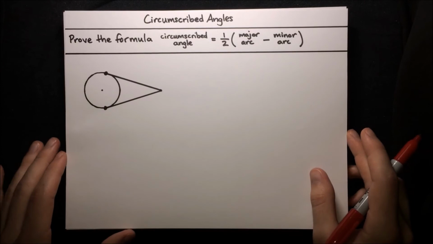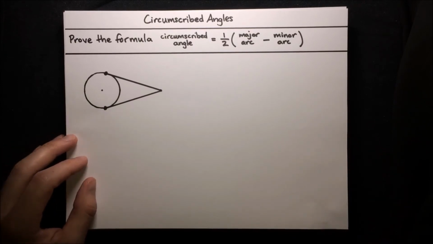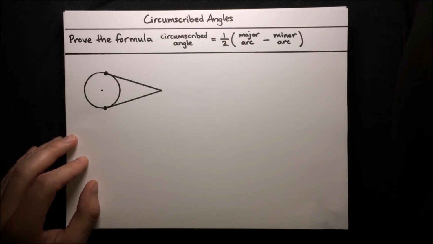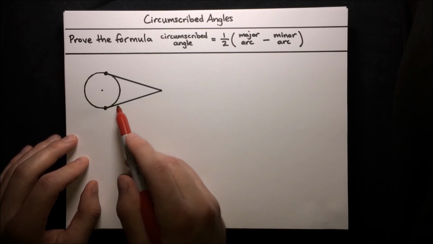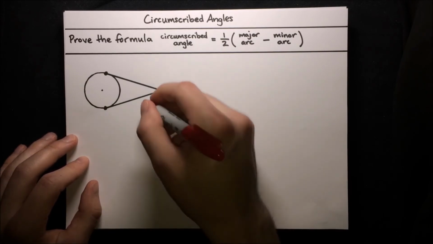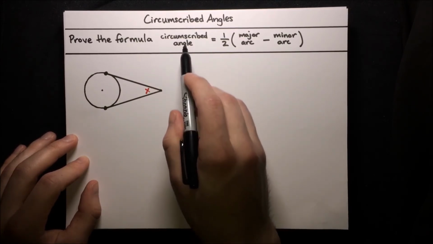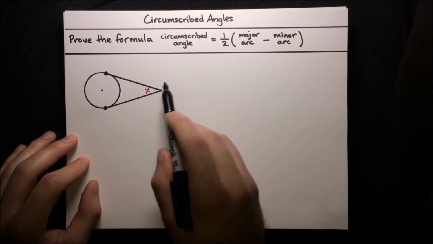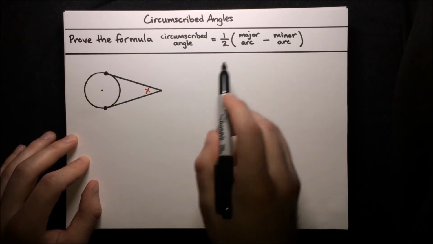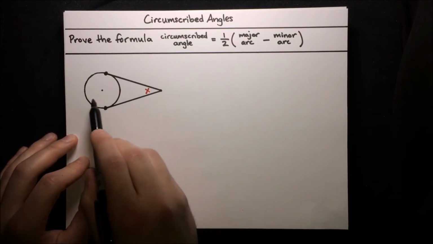Alright, so we've been using this formula that the circumscribed angle is equal to half of the difference of the arcs, but why does it actually work in the first place? Well, here we're going to prove it. So we want to prove the formula that the circumscribed angle equals half of the quantity major arc minus minor arc. And we've got a little diagram here to help us out. Why don't we call the circumscribed angle x, just to ease notation a little bit. So the circumscribed angle is x, and our goal will be to express the major arc and the minor arc in terms of x. But how do we do that?